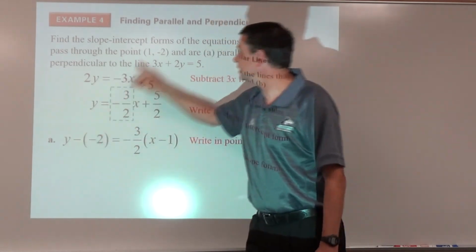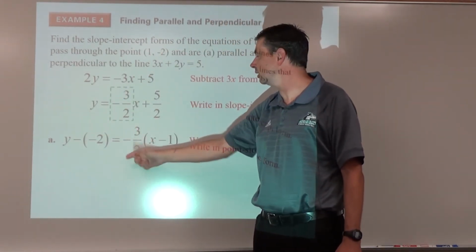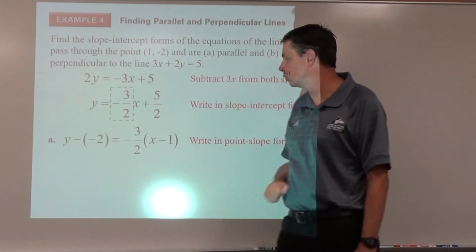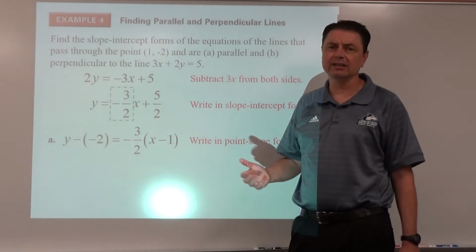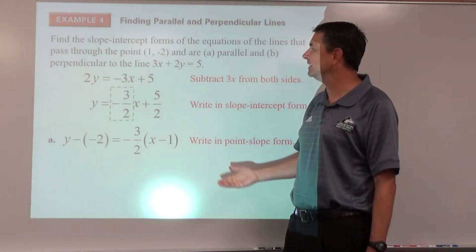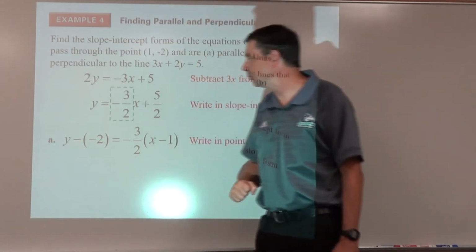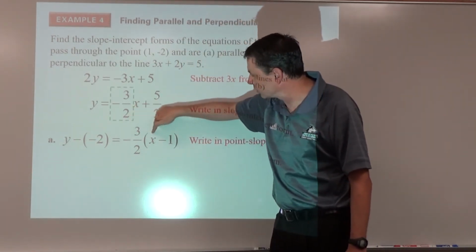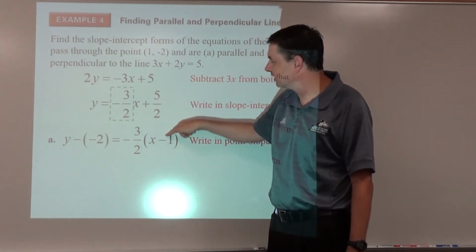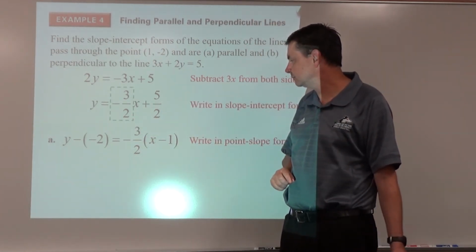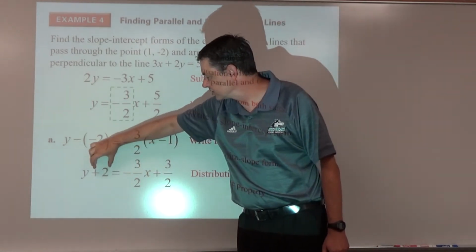So y minus y1 is equal to our same slope for parallel times x minus x1. And we are going to want to get this into slope-intercept form in the end, as that's what the direction said. So simplifying over here, we get y plus 2. We want to distribute here. We're going to get negative 3/2 x plus 3/2. And the last thing would be to subtract the 2.